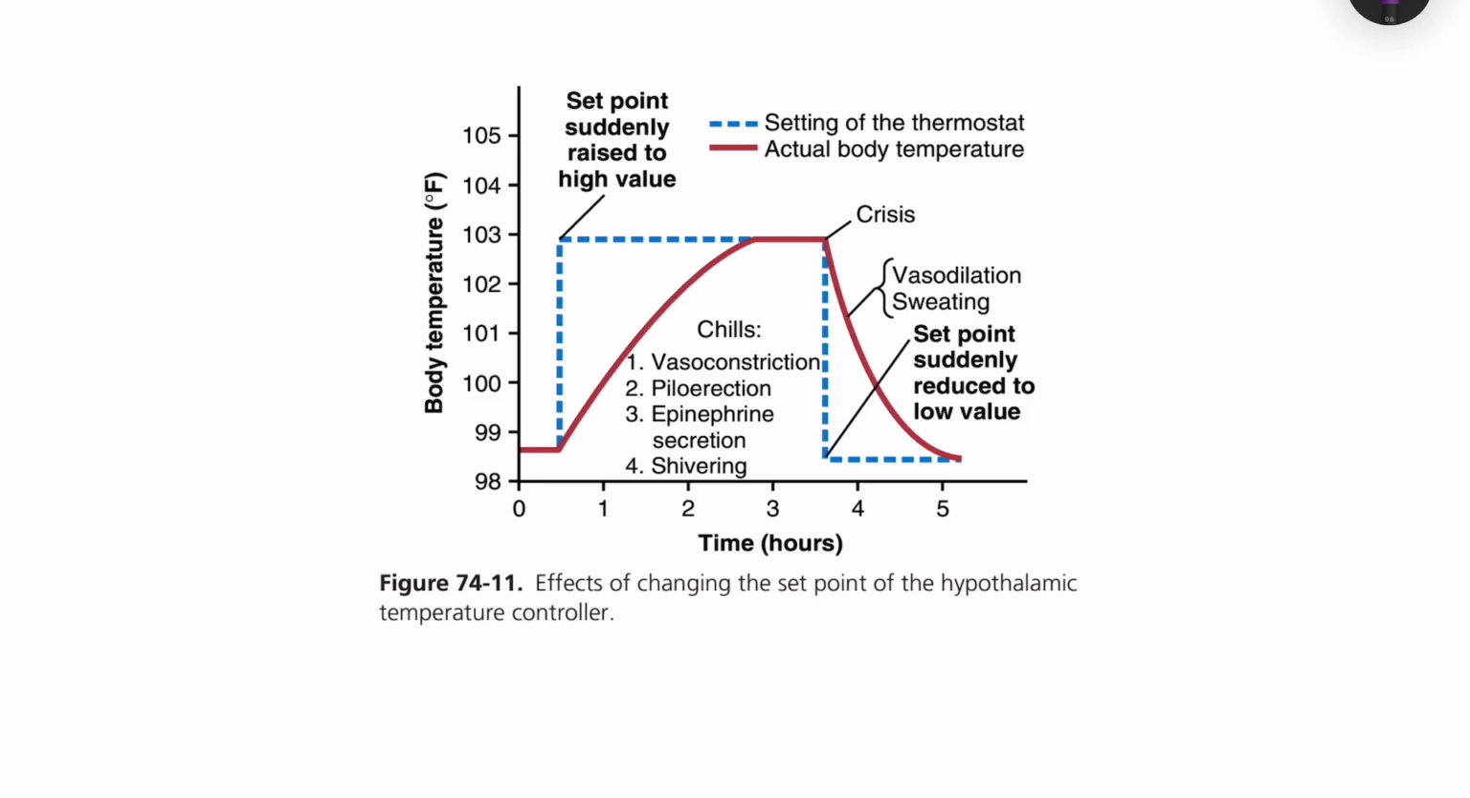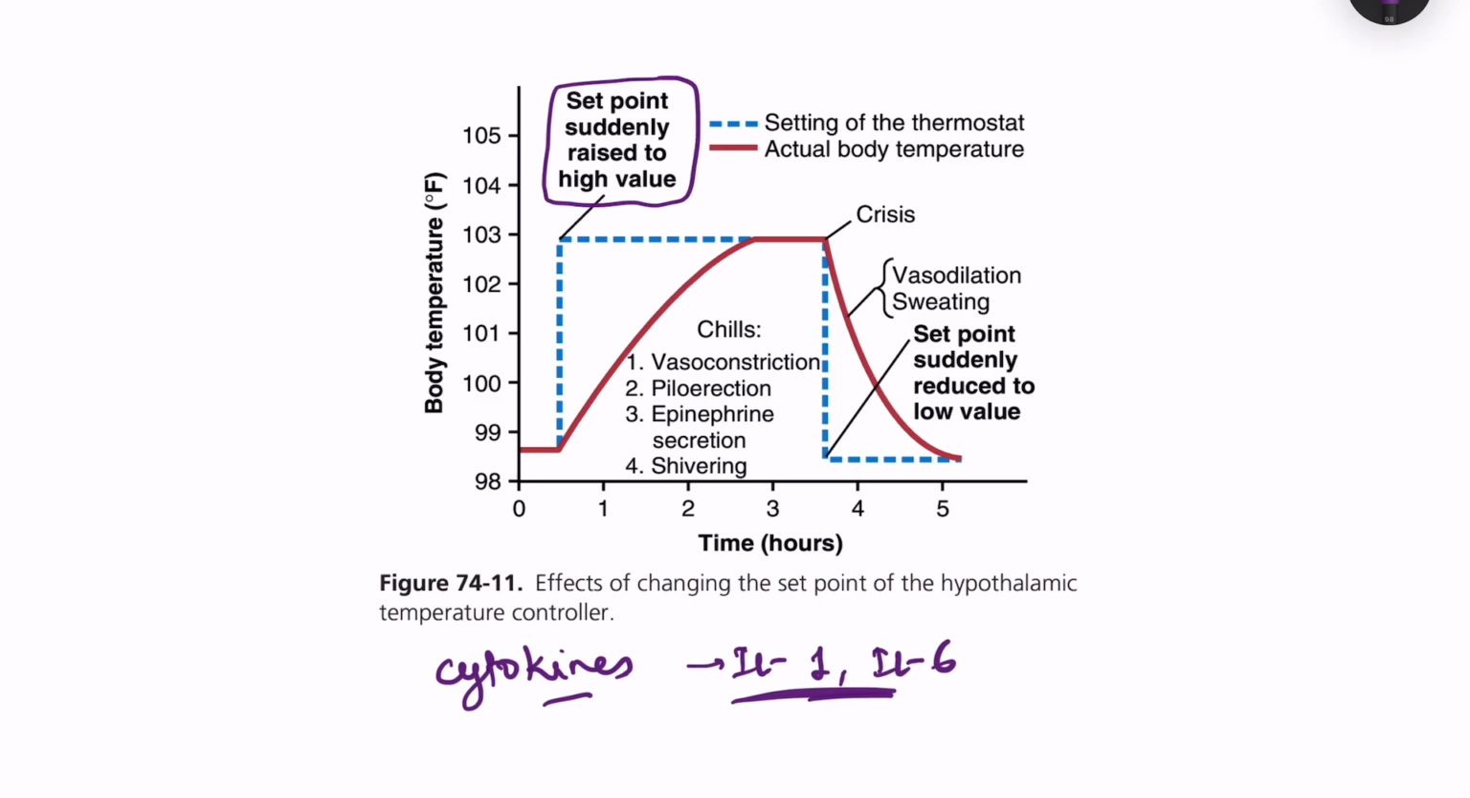Now, how do chills occur in fever? Chills are the shivering and piloerection which occur with fever. So for this we should know the pathophysiology of fever. Remember that the first thing which occurs in fever is that because of some cytokines like interleukin 1, interleukin 6, we will see in detail a little bit later, these cytokines increase the set point. So the set point is suddenly raised to a high value.